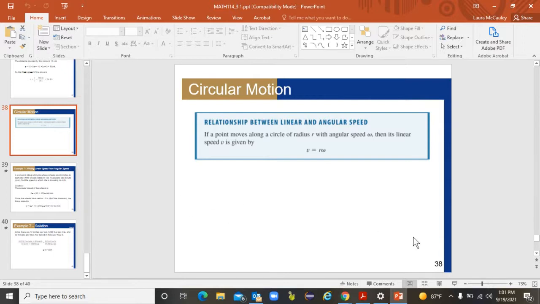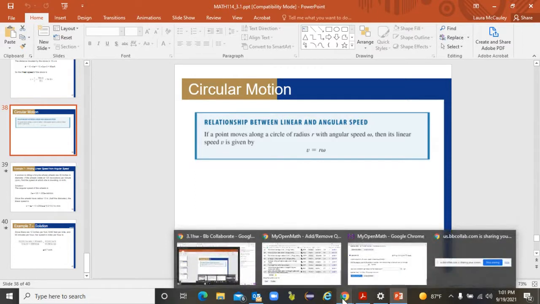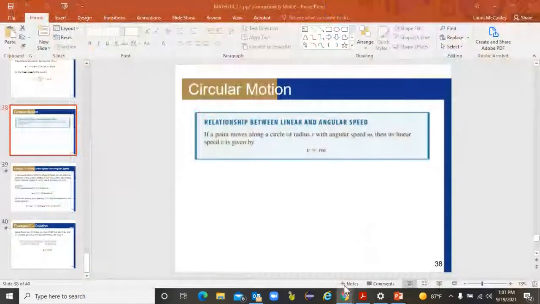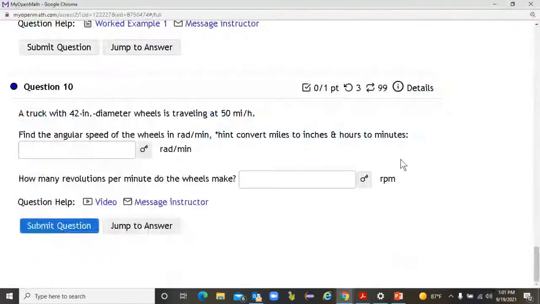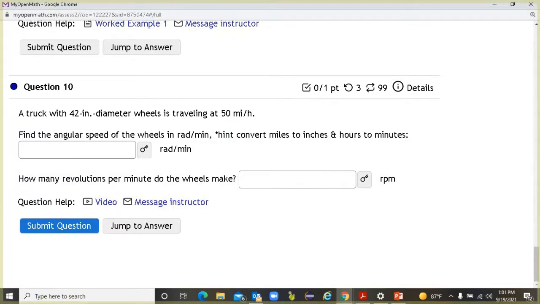So velocity is equal to radius times omega, which is angular speed. Oh my goodness gracious, V is equal to r theta. What happened to my, there it is. Okay, so we're going to use the formula that says that V is equal to r omega. I said theta. Okay, so we know that velocity is 50 miles per hour. We know that radius is 21 inches.